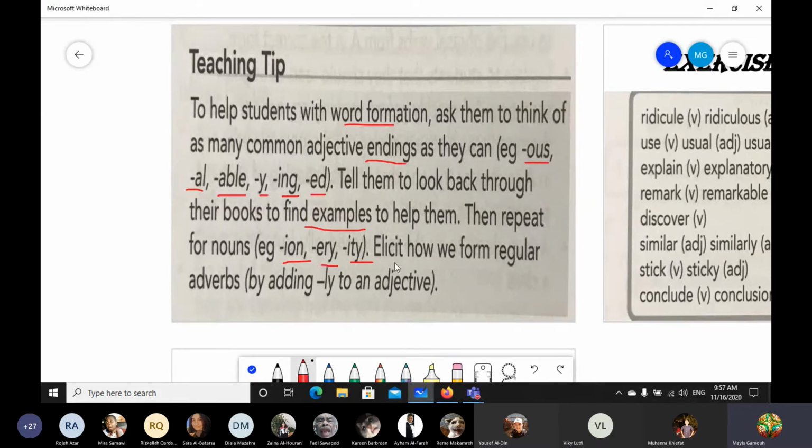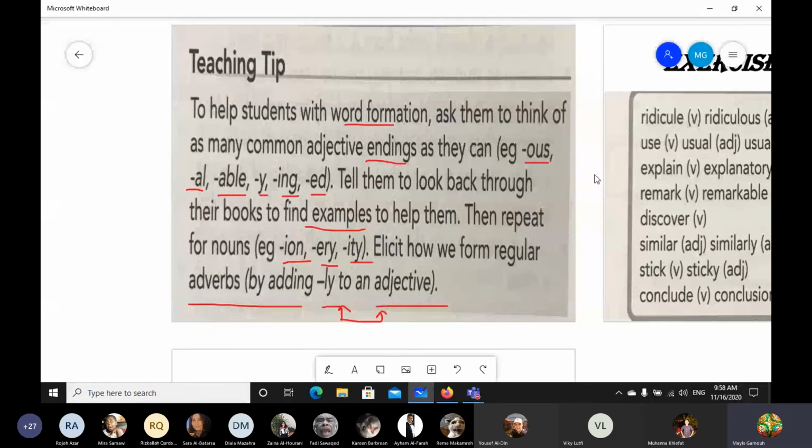Elicit how we form regular adverbs by adding ly to the adjective. So we all know that if I want to form an adverb from an adjective, I have to add ly. Such as the word similar, it will become similarly.